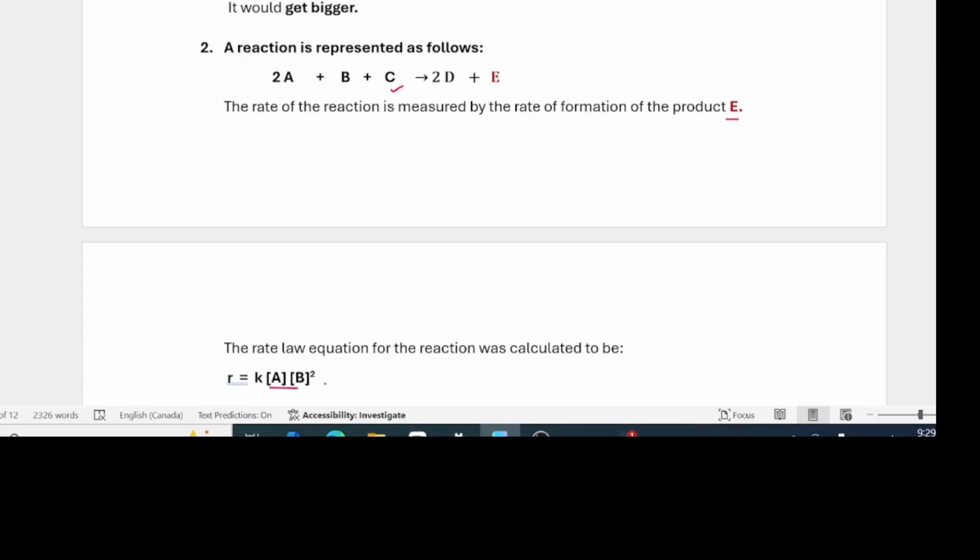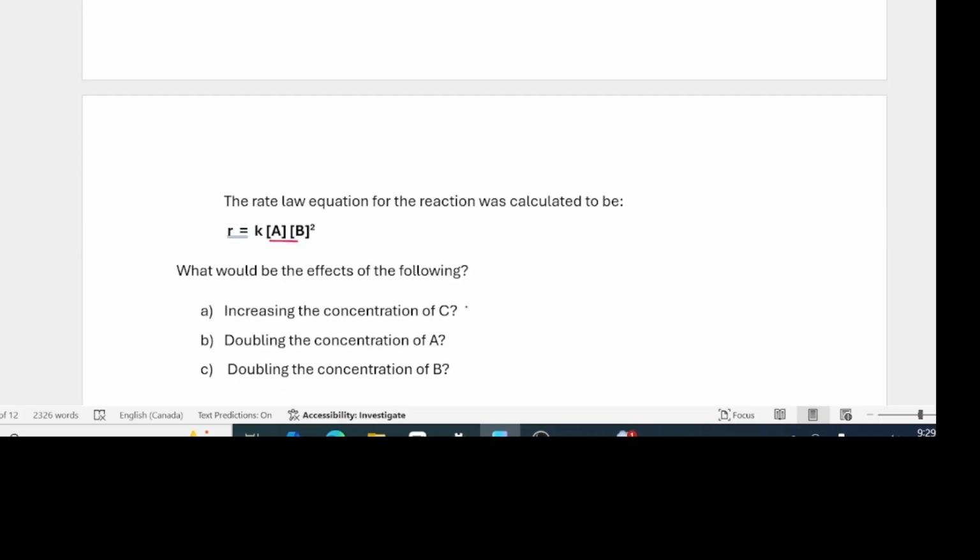C is not being featured here. That means that C has a rate order of 0. So increasing the concentration of C does not affect the rate of reaction. Doubling the concentration of A, because it has a 1 there, will double the rate of the reaction. However, doubling the concentration of B, because it has a rate order of 2, would quadruple the rate of the reaction.